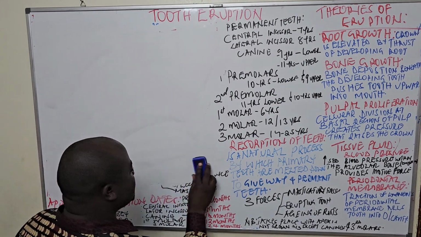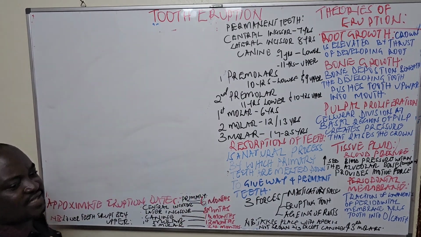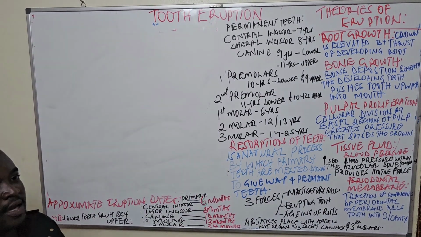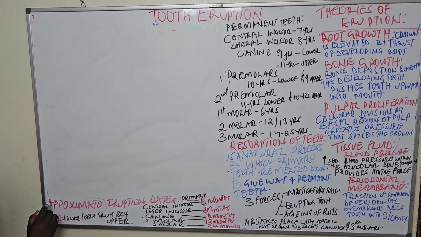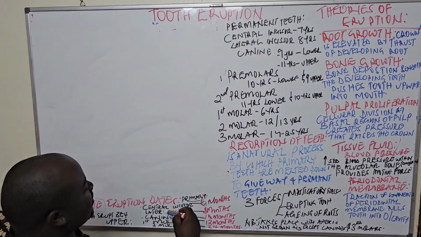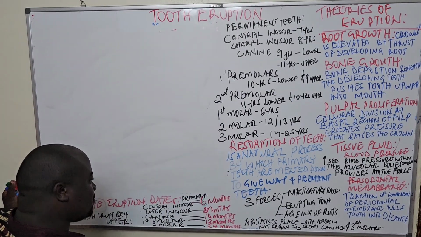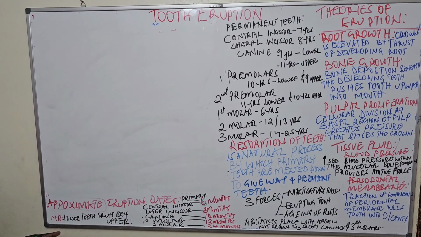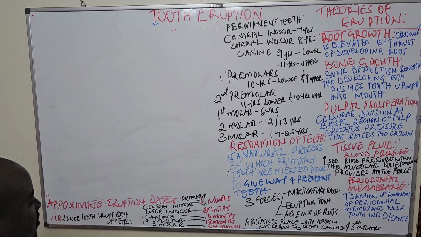These eruption dates are not static, or in other words, they are not fixed, but approximate. It means that sometimes children can have these teeth before or after, but this is the approximate or generalized time when you expect these teeth to be in the oral cavity.